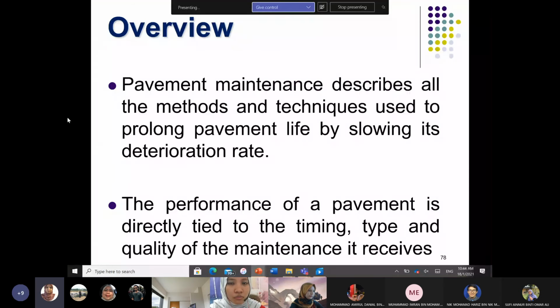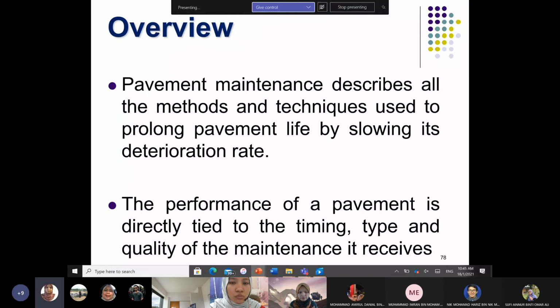Okay, look at this. What it means by pavement maintenance. It will be all the methods or techniques used to prolong pavement life by slowing its deterioration rate. Okay, let's say when you do your pavement defect for OAL3 that day, you found out there are longitudinal crack. So when you found out there is a problem with your pavement, you need to propose a solution.